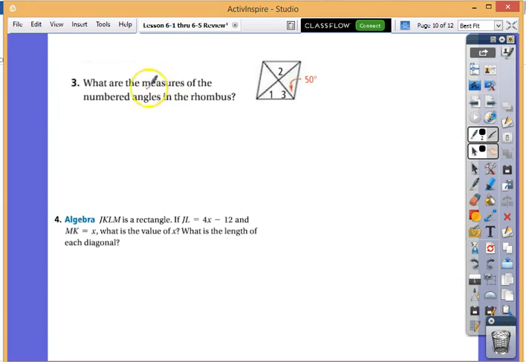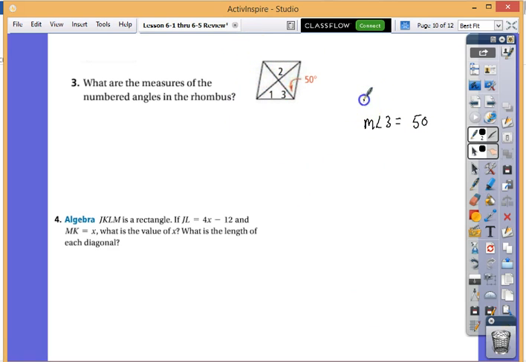All right. What are the measures of the numbered angles in this rhombus? If I tell you a rhombus, I'm also telling you it's a parallelogram. Tell me what the numbered angles are. What's the measure of angle 3? 40. So you're already wrong, because what do you know about rhombuses? It's 50. Right. Why? Bisects. Right, because in a rhombus, a diagonal bisects.